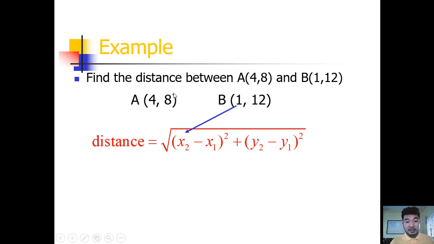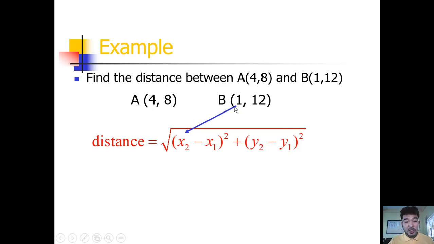Actually, pwede magkapalit yun. Ano? Pwedeng ito ngayon si x sub 1. So ang kapartner niya ay si y sub 1. Ito si x sub 2 and this is your y sub 2. Pwede siyang magkapalit. Ganun din yung makukuha nating sagot. Okay? But for the meantime, let us use 4 as our x sub 1 and 8 is our y sub 1. Then 1 is our x sub 2 and 12 is our y sub 2.